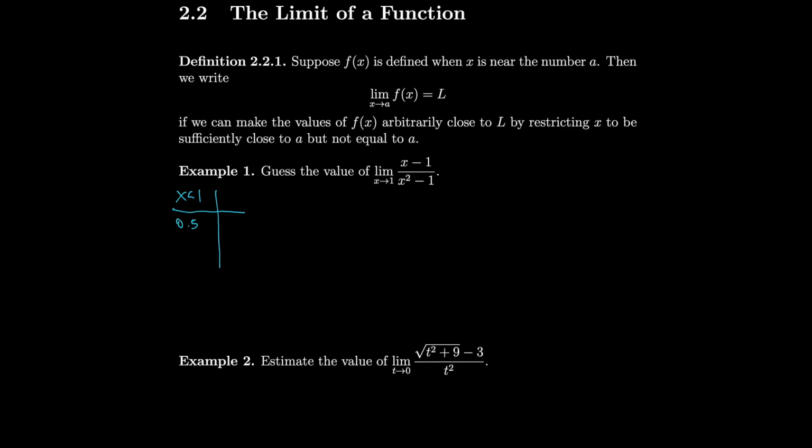0.666666667 for f of x, assuming that we let this thing equal f of x. We're going to let just the x minus 1 over x squared minus 1 part equal f of x, not including the limit part. So just this thing is what equals f of x.